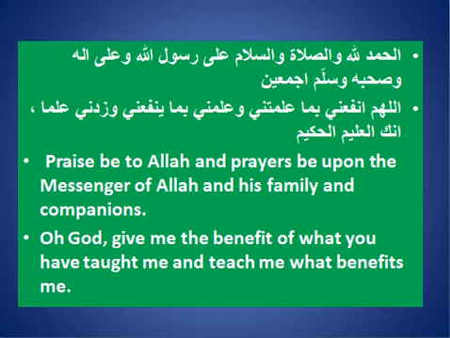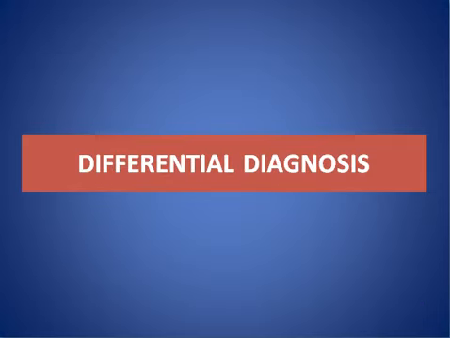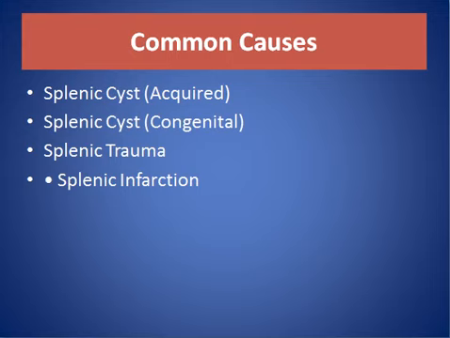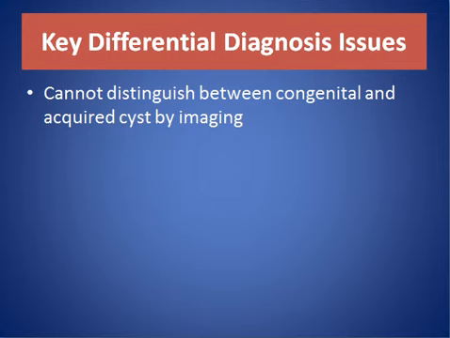My topic today is about cystic splenic mass lesion, differential diagnosis, common causes, and less common causes, and clues to the diagnosis, and with some examples. The common causes of cystic splenic mass lesion include splenic cyst, either acquired or congenital, splenic trauma, and splenic infarction. Key differential diagnosis issues: we cannot differentiate between congenital and acquired splenic cyst by imaging.